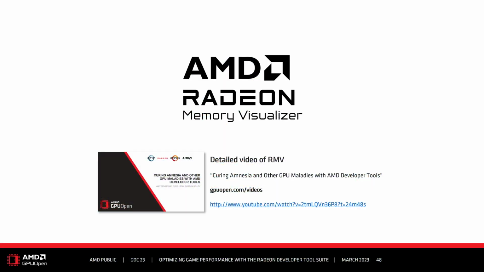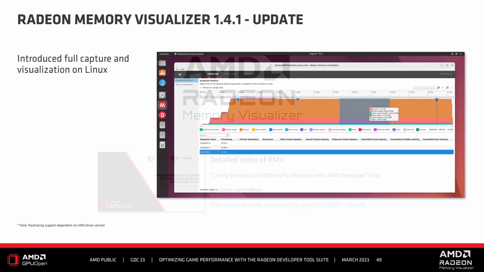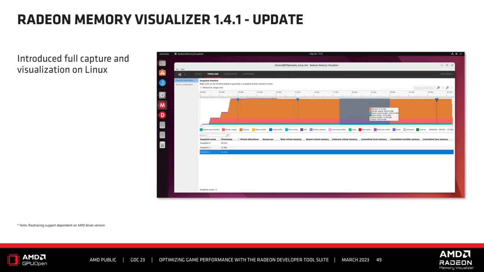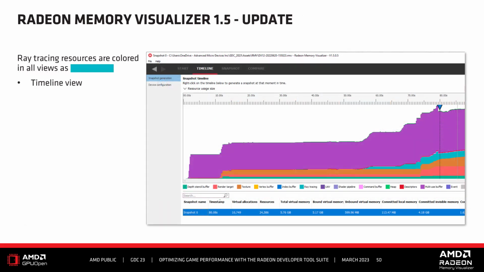Before moving on to Radeon Memory Visualizer updates, I want to point out that we have a more detailed overview and introduction to RMV on GPUOpen at the address shown on screen. RMV update 1.4.1 added full capture and visualization of results on Linux for Vulkan applications. And full ray tracing support came online with an AMD driver update for the RMV 1.5 release.